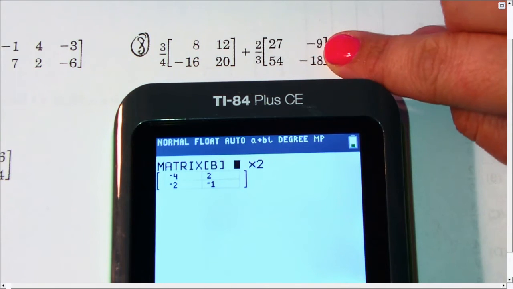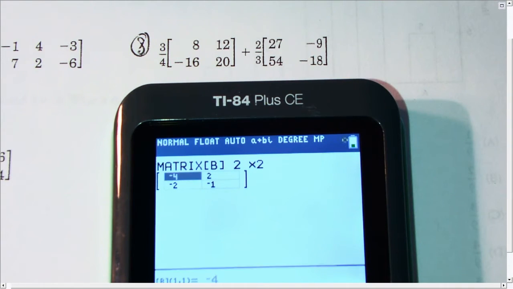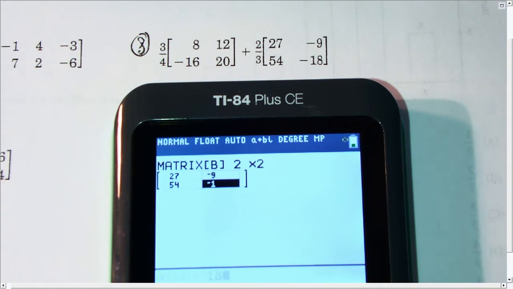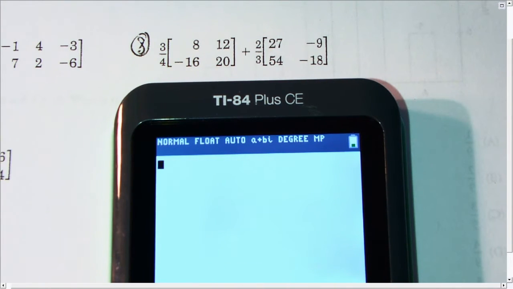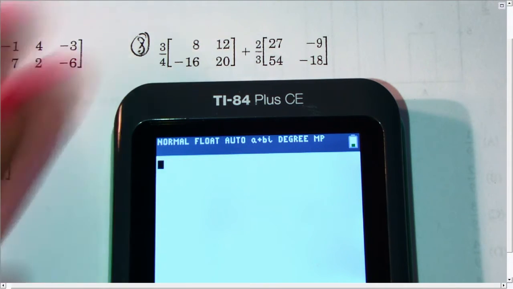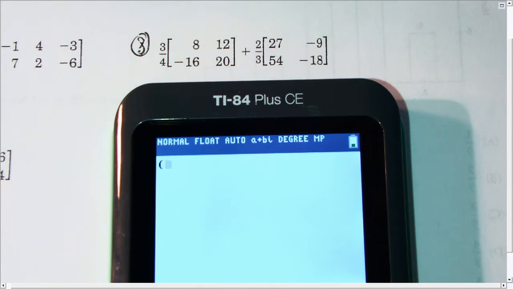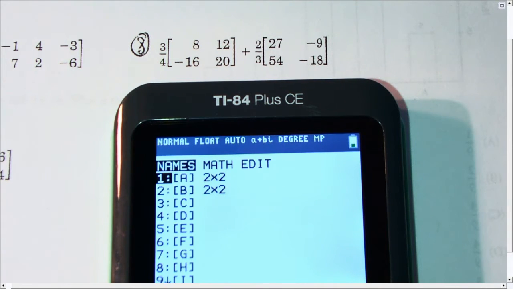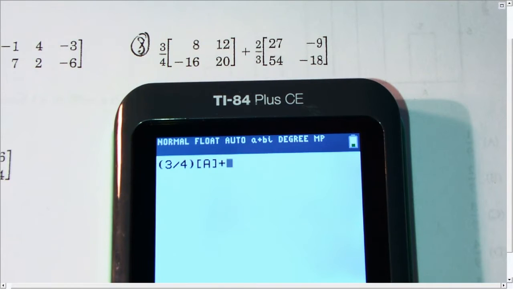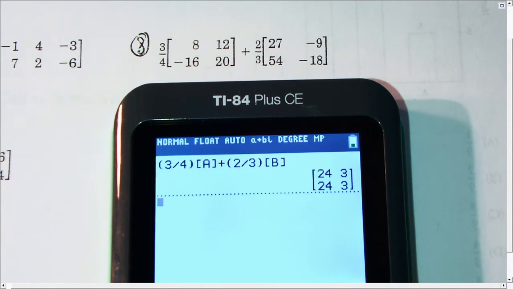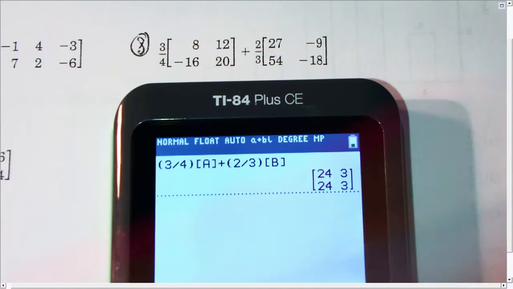Go back into the matrix, and now I want to edit B, so I'm going to make the second one B, 2 by 2, so 27, negative 9, 54, and negative 18. Make sure that you're hitting enter every time. Go into the matrix. Now be careful. Sorry, I almost forgot. This is 3/2. So 3/4 is being multiplied to matrix A plus 2/3 being multiplied to matrix B to give us an answer of 24 and 3.